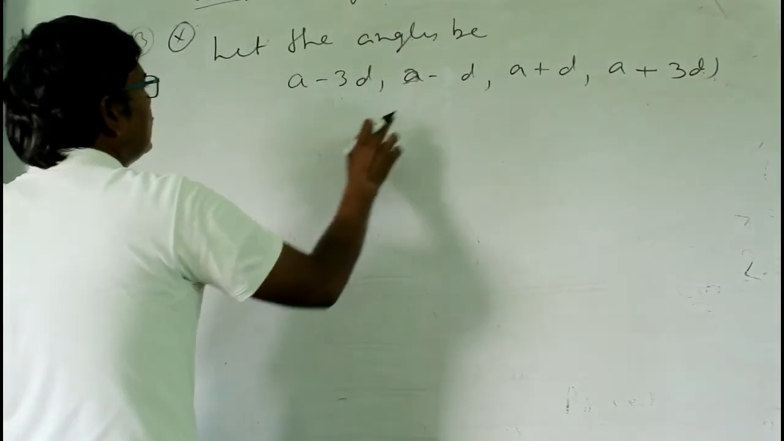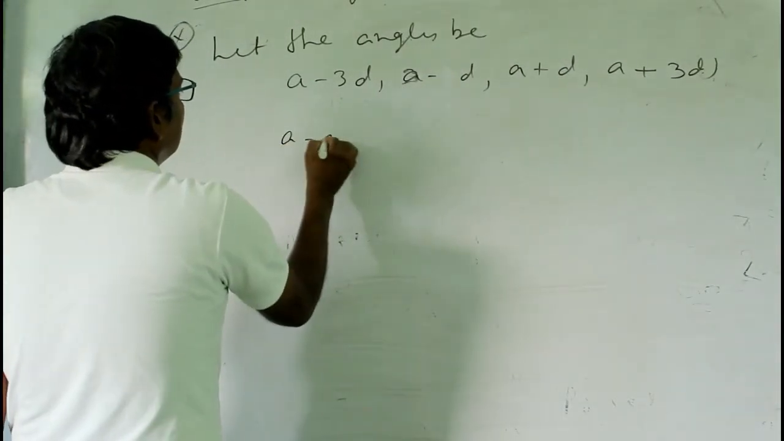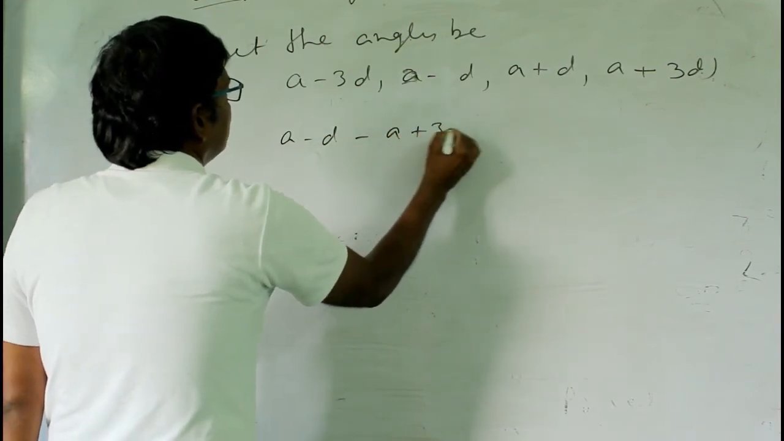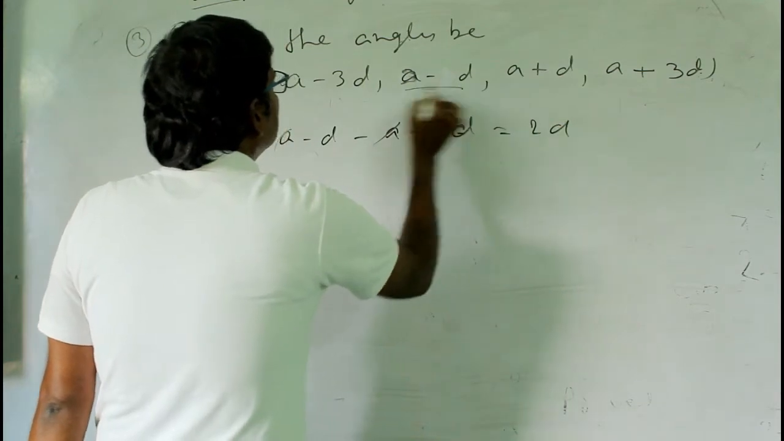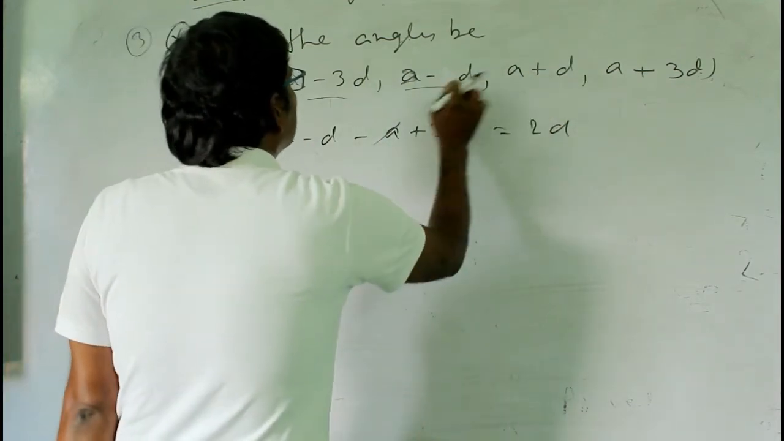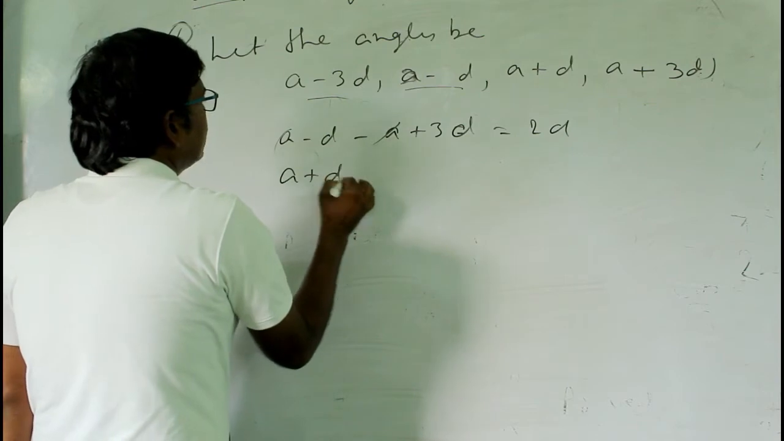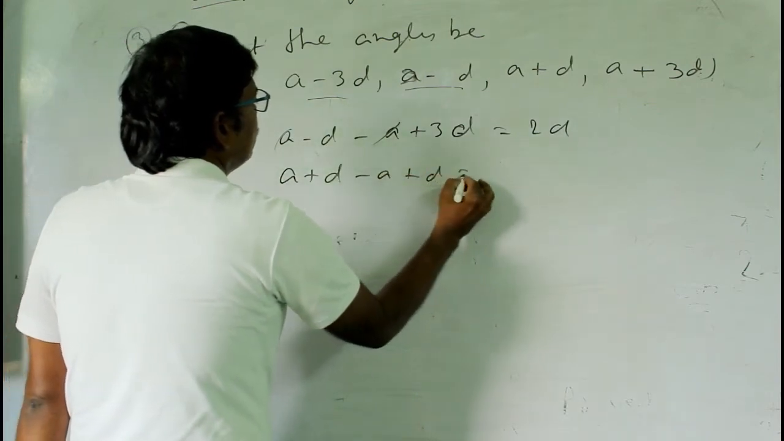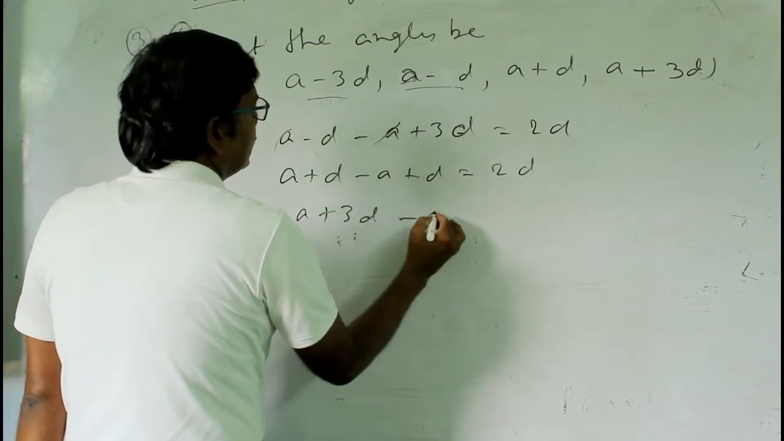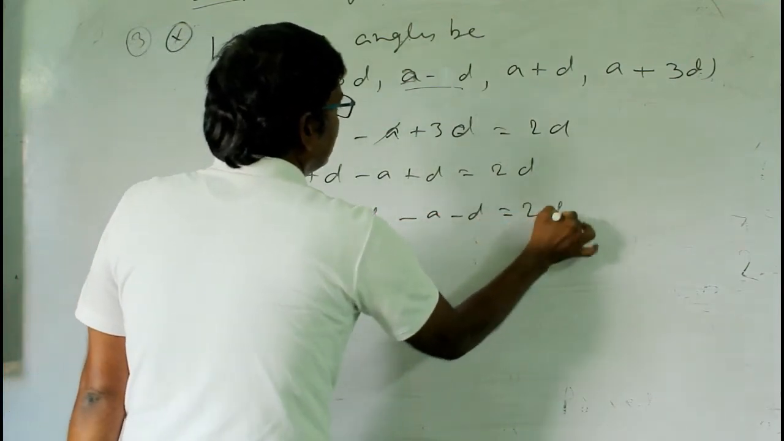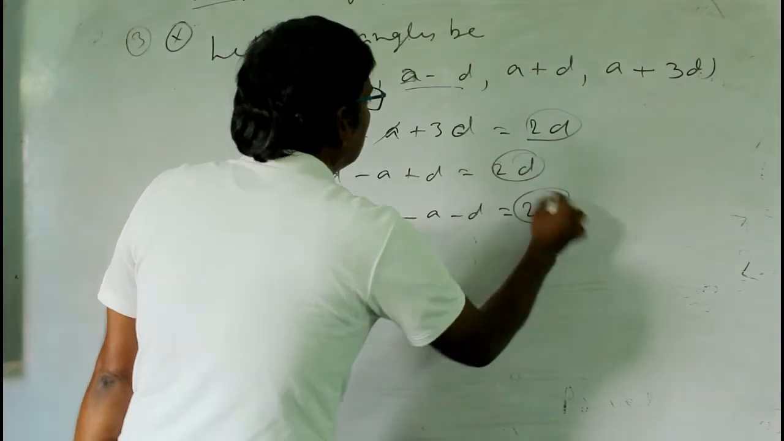Okay, you can see here that A minus D minus A plus 3D... it will be this, that is 2D here. That is this minus this, we got 2D, and this minus this will also be 2D. See, A plus D minus A plus D, it will also be 2D here, and A plus 3D minus A minus D, it will also be 2D here. So here the common differences are the same.